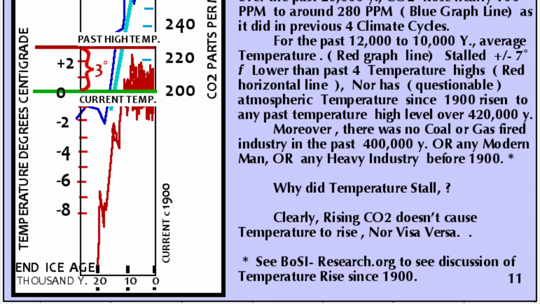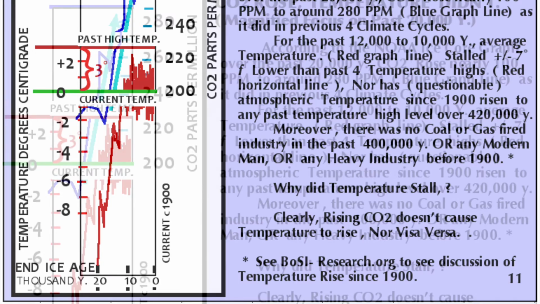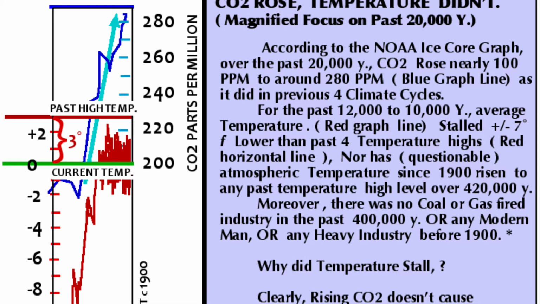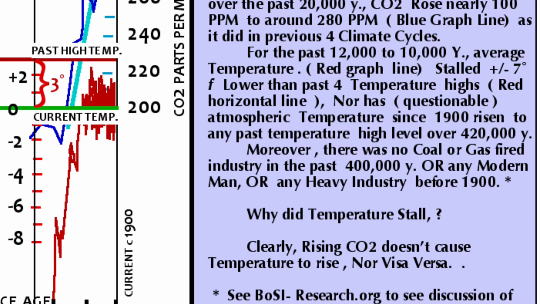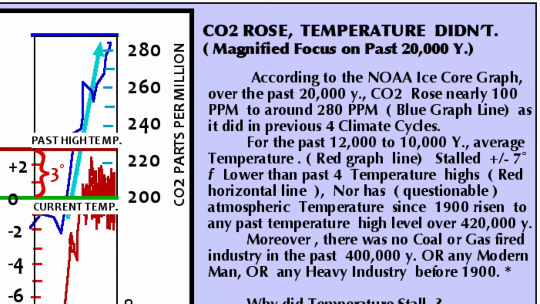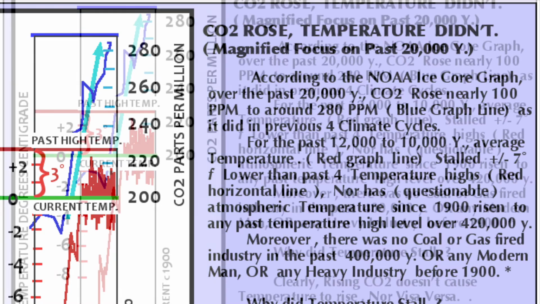This is a magnified segment of the past 20,000 years of the graph. Over the past 20,000 years, CO2 rose nearly 100 parts per million, as it did in all previous climate cycles. But for the past 12 to 10,000 years, average current temperature, the horizontal green line, has stalled 7 degrees lower than the past 4 temperature highs, which are shown at the red horizontal line.